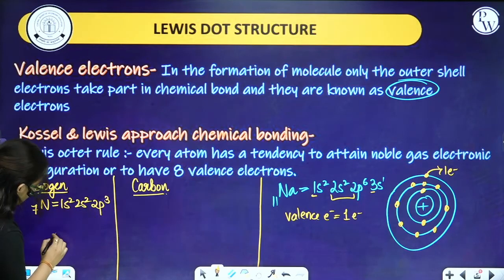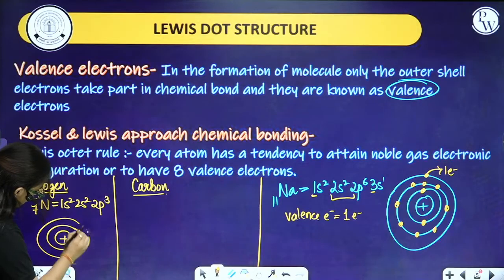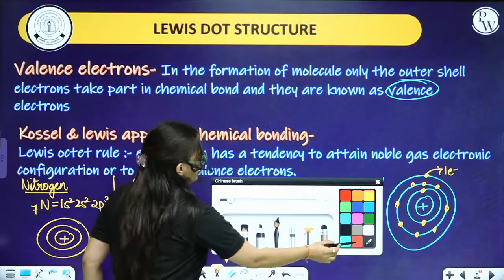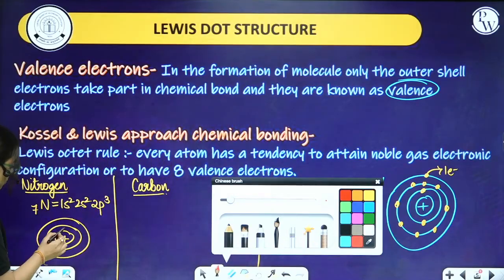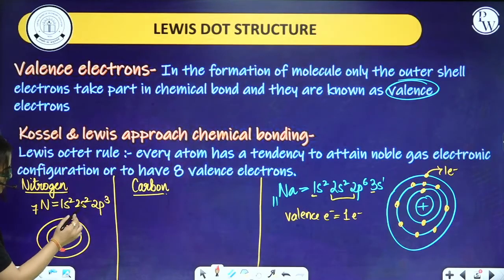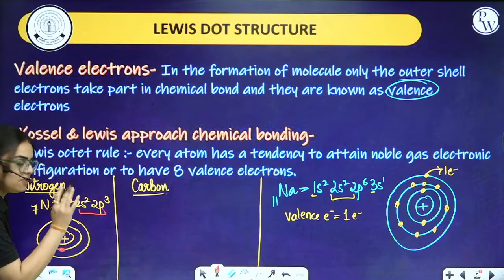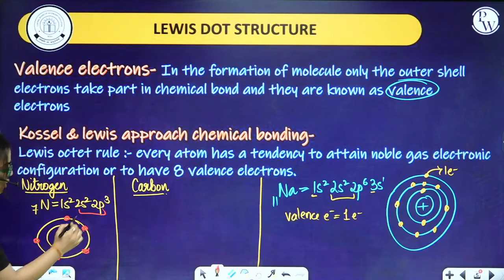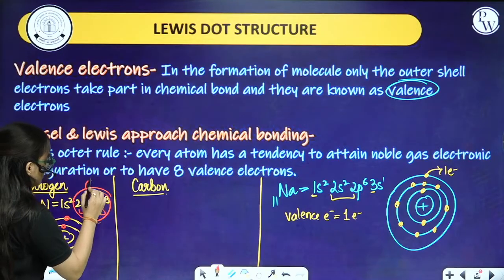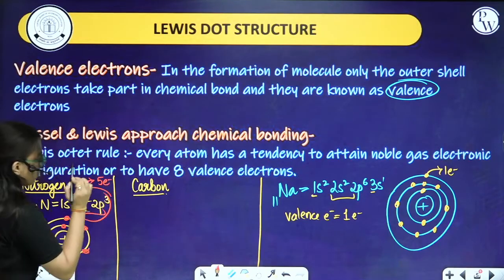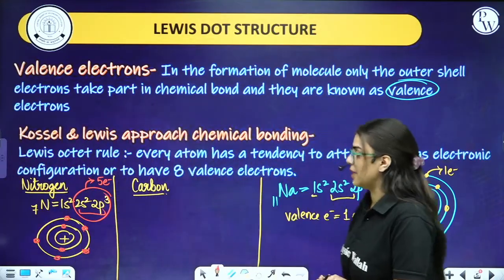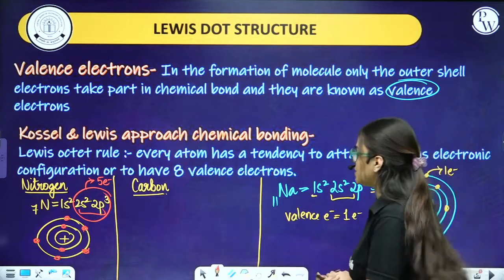Now, we have to represent it. This is going to be the nucleus, your first shell and your second shell. Only 2 shells are there. The first shell contains only 2 electrons. The second shell contains 2 plus 3, that is 5 electrons: 1, 2, 3, 4 and 5. So the outermost shell is the second shell and it contains 5 electrons. So what are the valence electrons over here? 5.